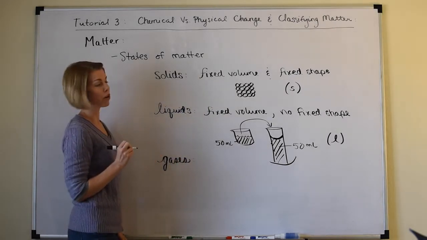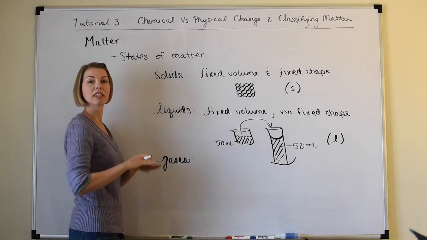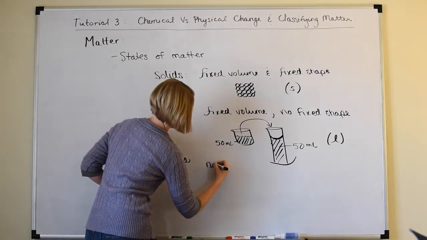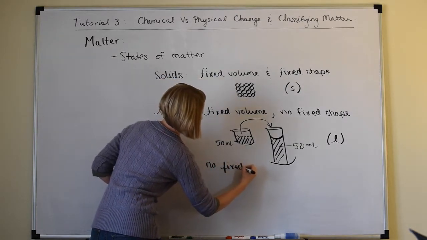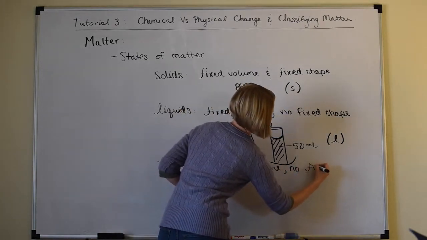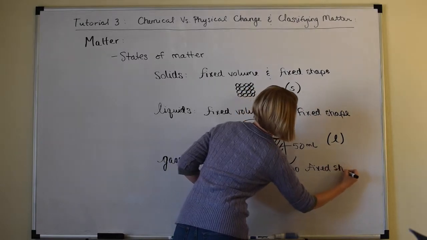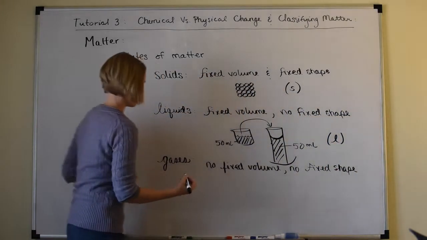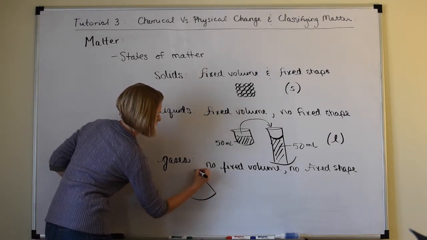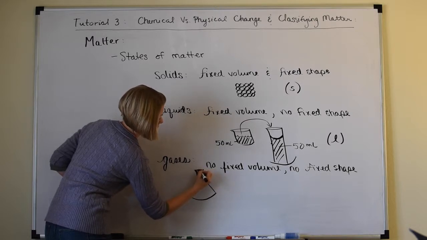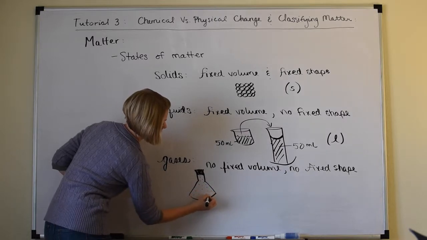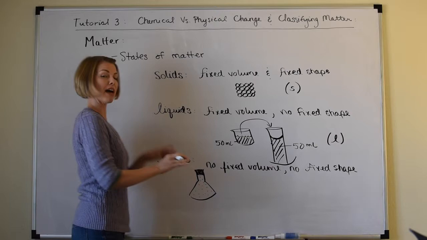have no fixed volume and no fixed shape. A gas will take on the entire shape of the container which holds it. So no fixed volume and no fixed shape. If we had a gas, let's say it's in a stoppered Erlenmeyer flask here, I'll make some dots to represent my gas. They'll spread out in that Erlenmeyer flask.